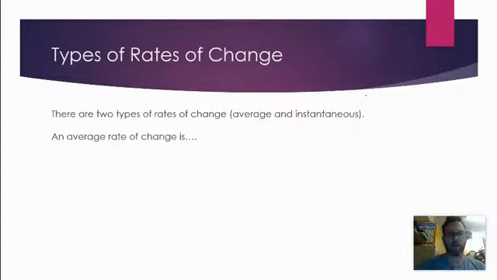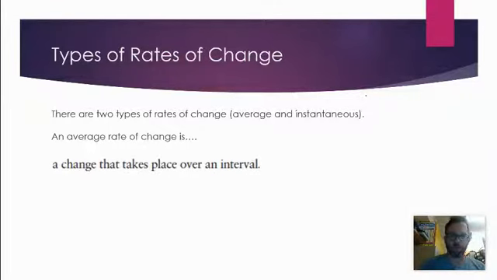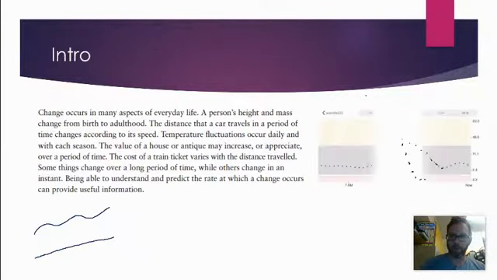We are talking specifically about average rates of change. There are two types of rates of change: average and instantaneous. Today we're looking at average rates of change, and in our final lesson for this unit, we'll talk about instantaneous rates of change. An average rate of change is the change that takes place over an interval. So, for example, with Bryden, and I'll just erase some of the markings on here.